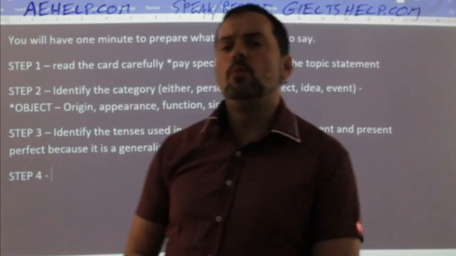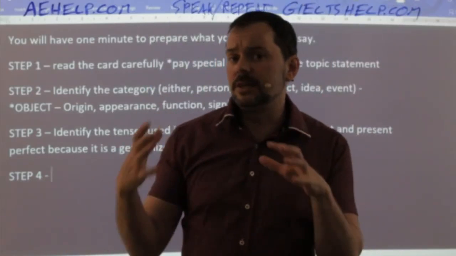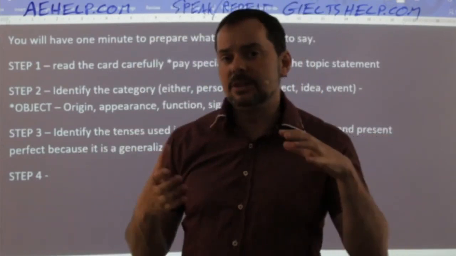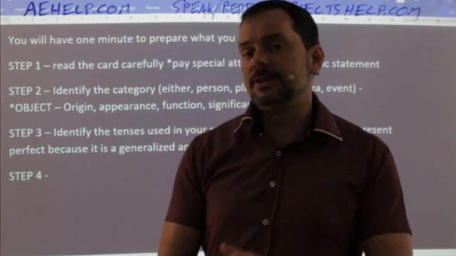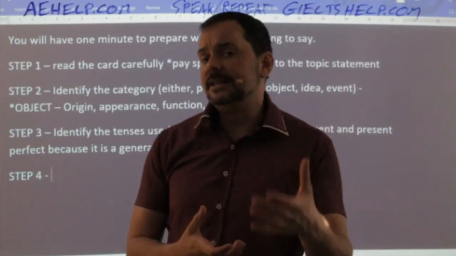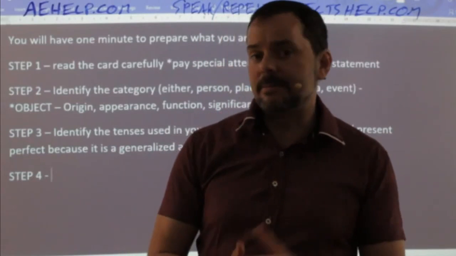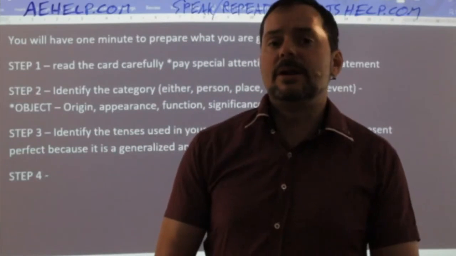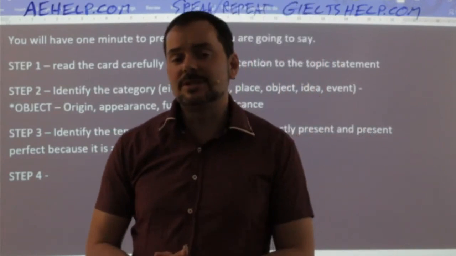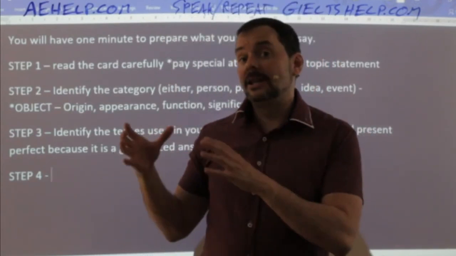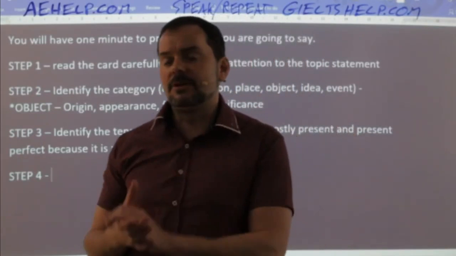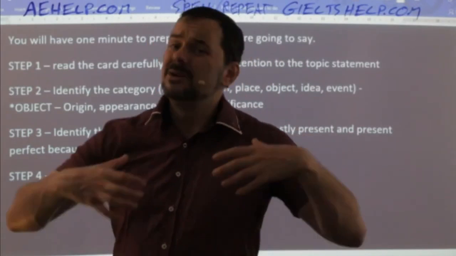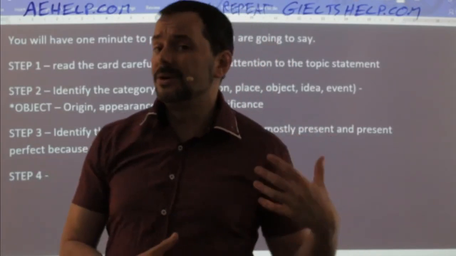Okay, what's my next step? So I'm starting to get a lot of clarity. I've read the question. I have a clear idea of what it's asking me, all of the different questions contained. I've identified that it's an object. I've quickly remembered that I need to talk about its origin, its appearance, how it works and its importance to society, all while keeping in mind, of course, the specific questions. I know I should use a lot of general tense, present perfect progressive. We're going to practice those.